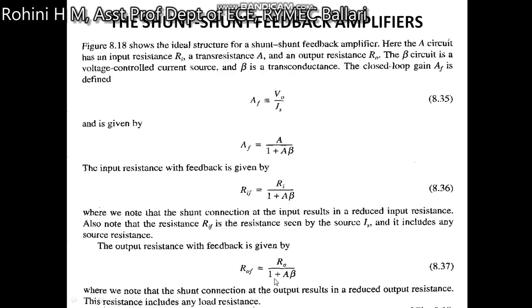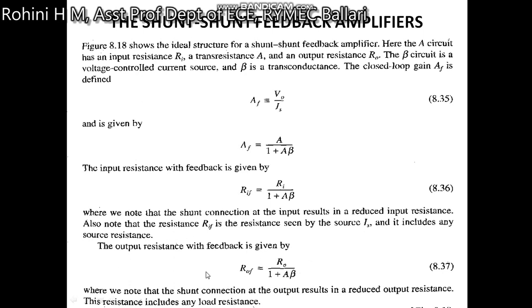So that is given as R0 divided by 1 plus A beta. Here we note that the shunt connection at the output is reduced. So here the output resistance is reduced.